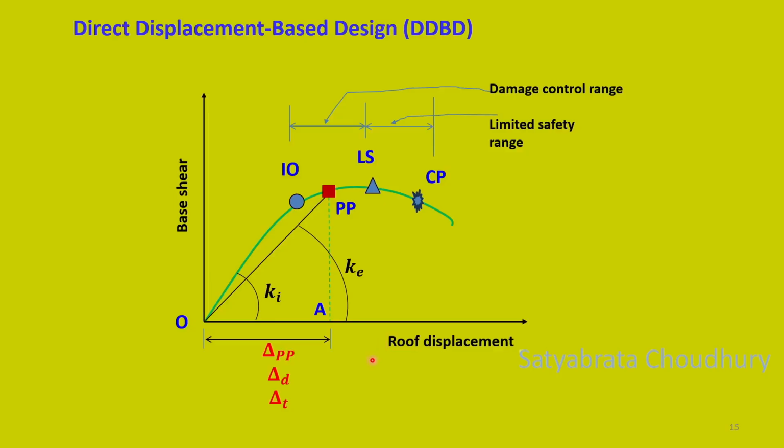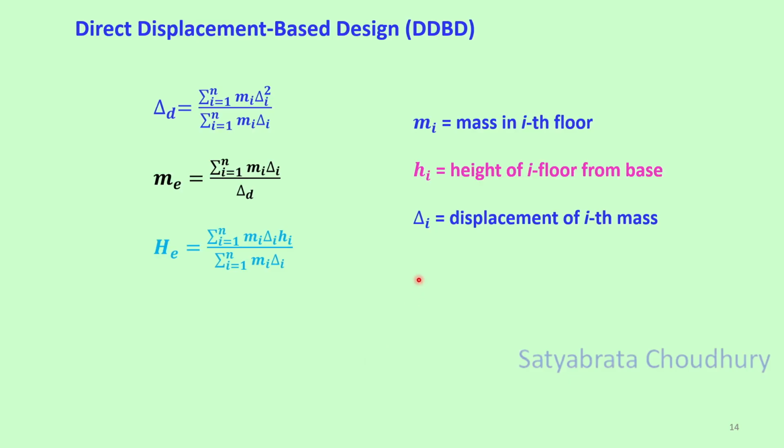By this time we have derived all the unknown parameters of the equivalent single degree of freedom system. Delta E or delta D is given by this expression, summation mi delta I square divided by summation mi delta I. mi is the mass in the ith floor. Equivalent mass is given by summation mi delta I divided by delta D. In the previous slide we had taken a different expression for Me, but if you put this delta D here you get the same expression. So it is easy to remember. I shall remember delta D, and Me can be easily put like this.